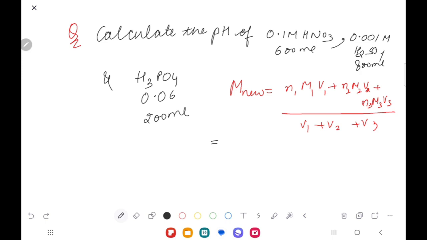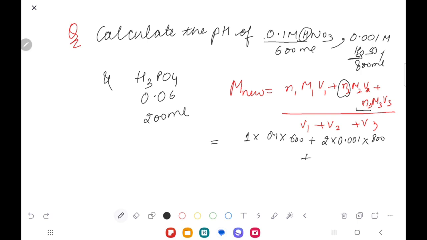Just tell me. For the first acid, what is N1? There is only one H in the acid, so I would say 1. The molarity is 0.1 into what is the volume? 600. I choose not to convert the volume into liters, so I am keeping the volume in milliliters everywhere. Plus N2. N2 is the number of H plus ions in H2SO4, so 2. Molarity is going to be 0.001 and volume shall be 800. Yes or no?